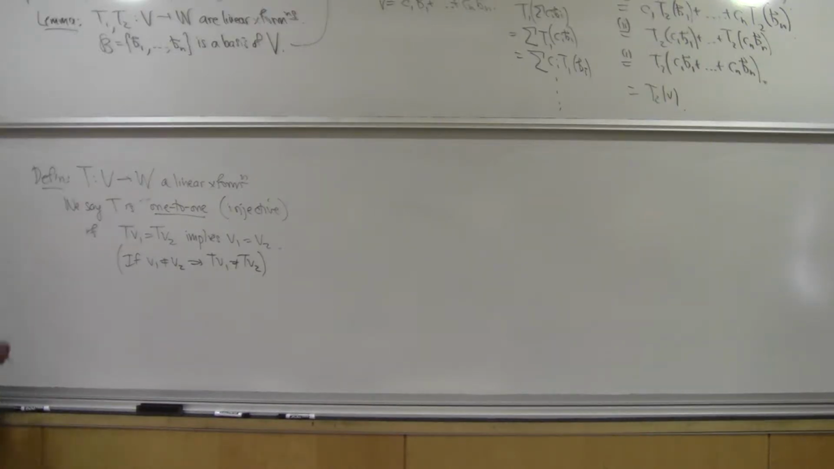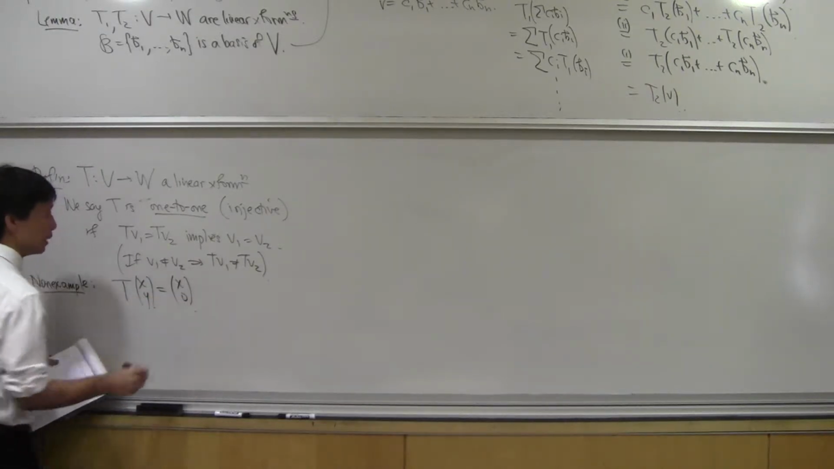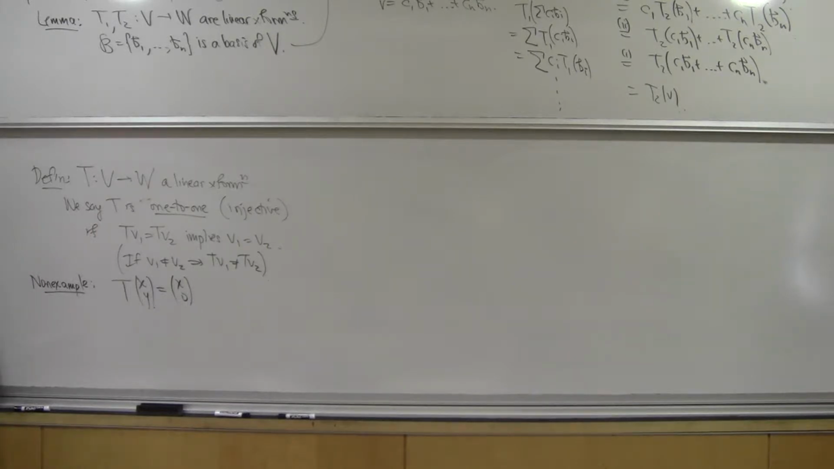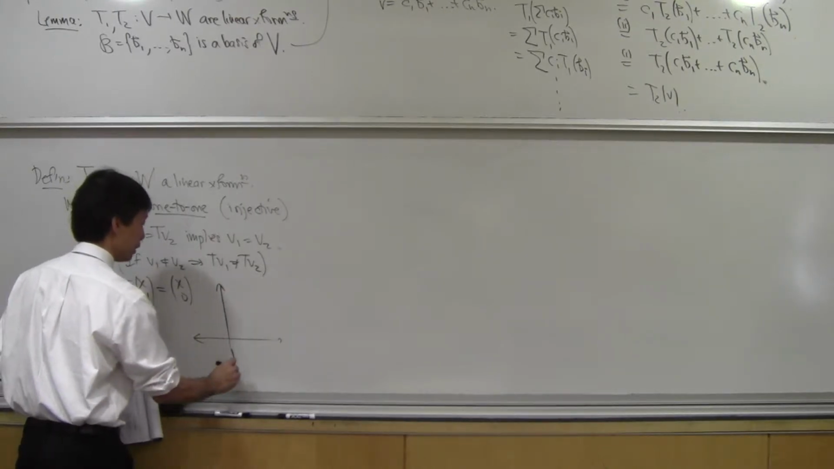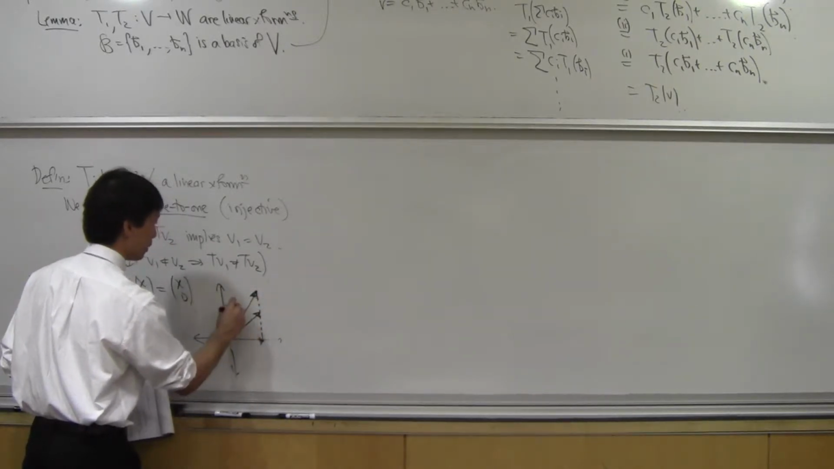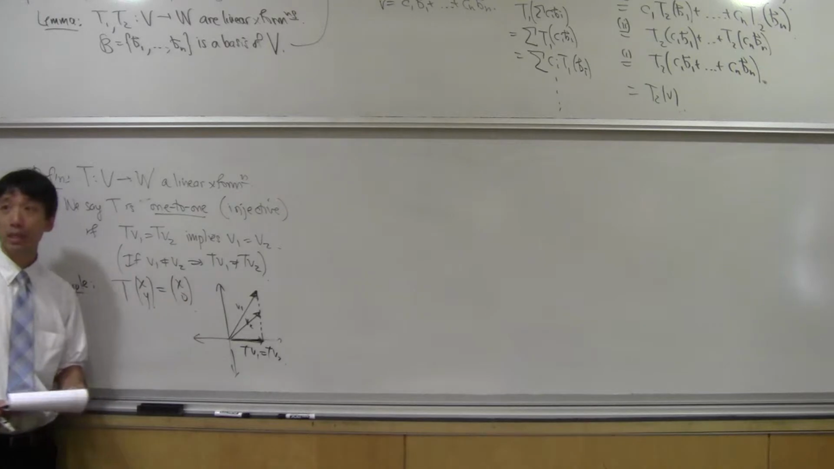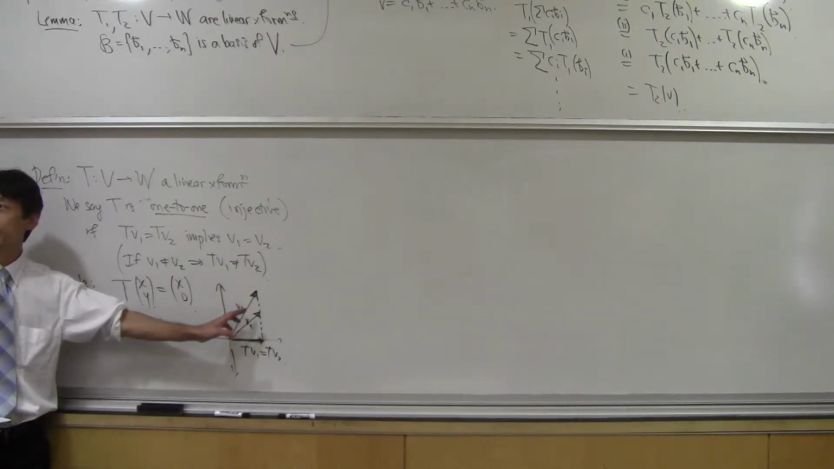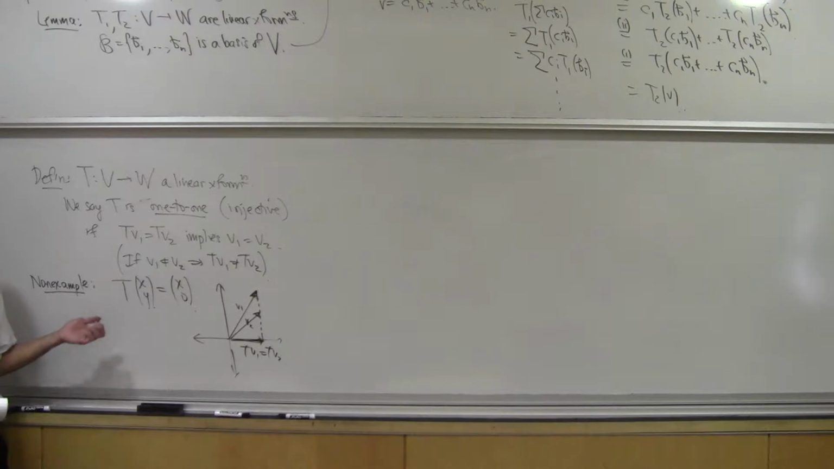Okay, so let me start off with a non-example. Remember the map that we looked at a couple days ago? This one, right? Projection onto the x-axis. This is not a 1-to-1 map, because you could have two different inputs, but their output is the same. TV1 and TV2 are the same, but the inputs were different. So this is not a one-to-one map.